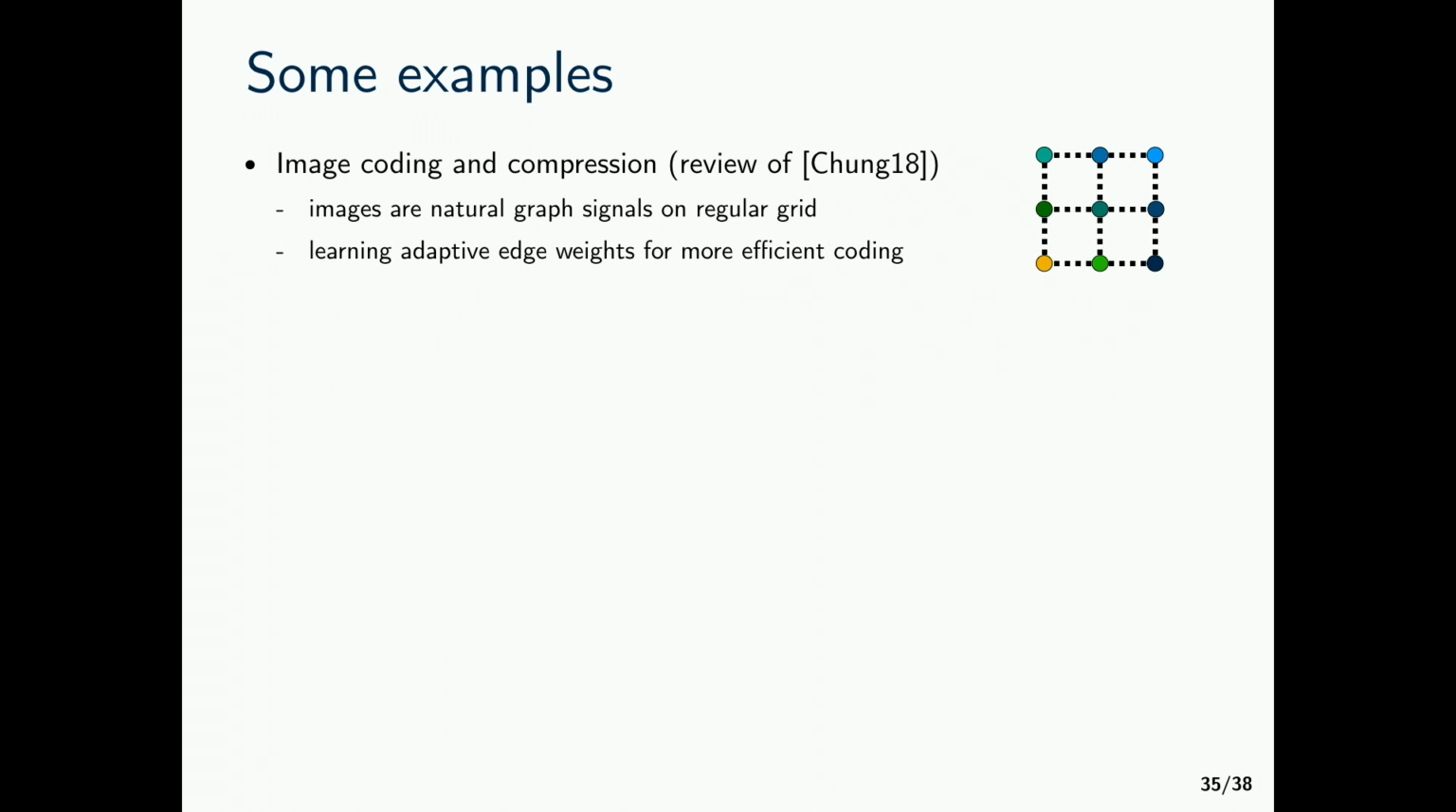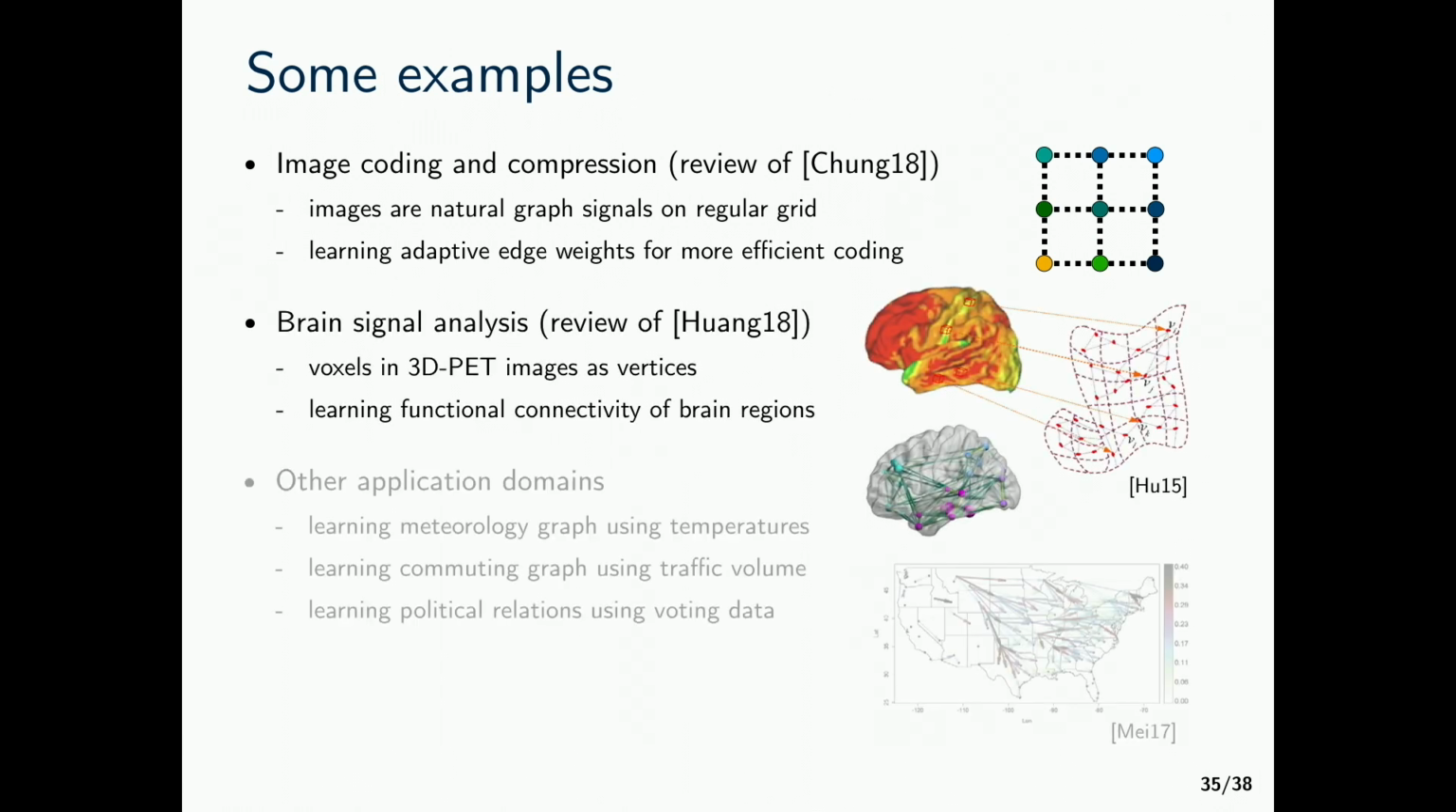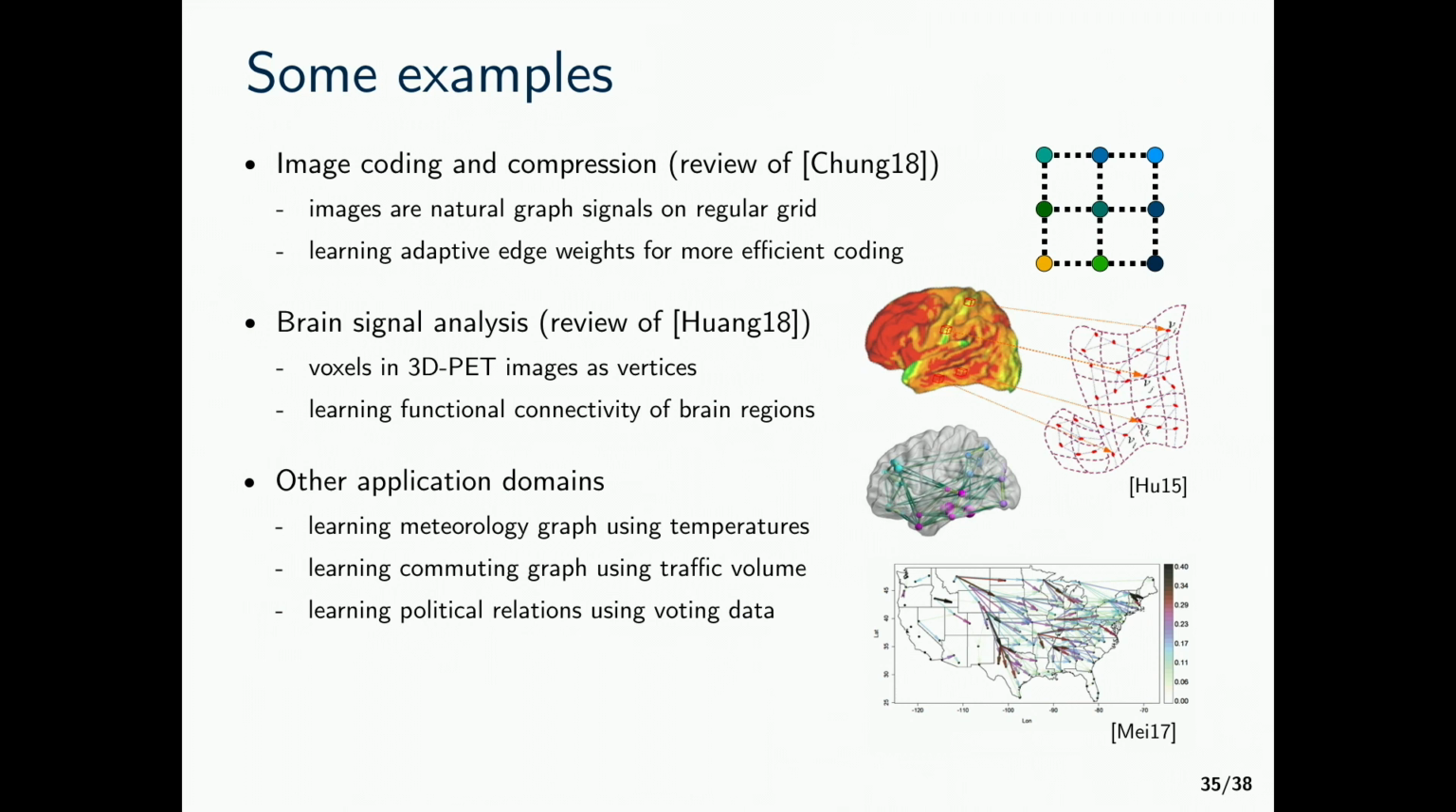Here are some simple examples that I will go through quickly. One type of approach focuses on images, because images are natural graph signals on a regular grid. So the one on the right. What we are interested in is to learn the weights of the edges in this case. For certain purposes, for example, I want to learn a certain type of weights so that it allows more efficient coding, which means sparsity in the coding coefficients after you apply the transform.